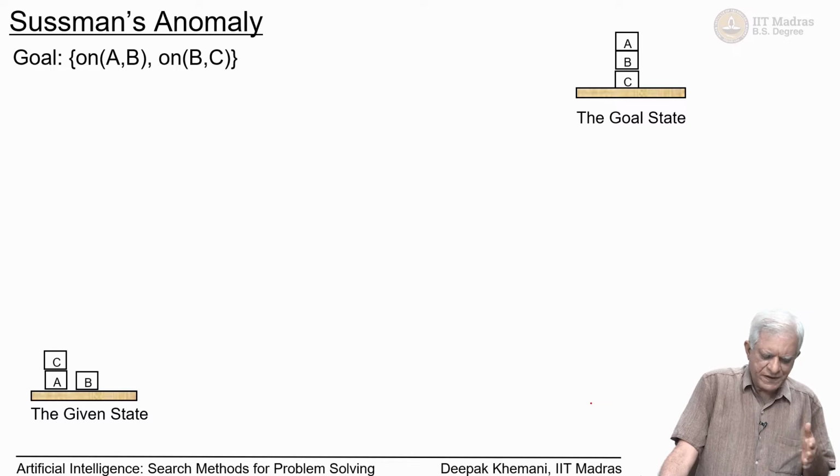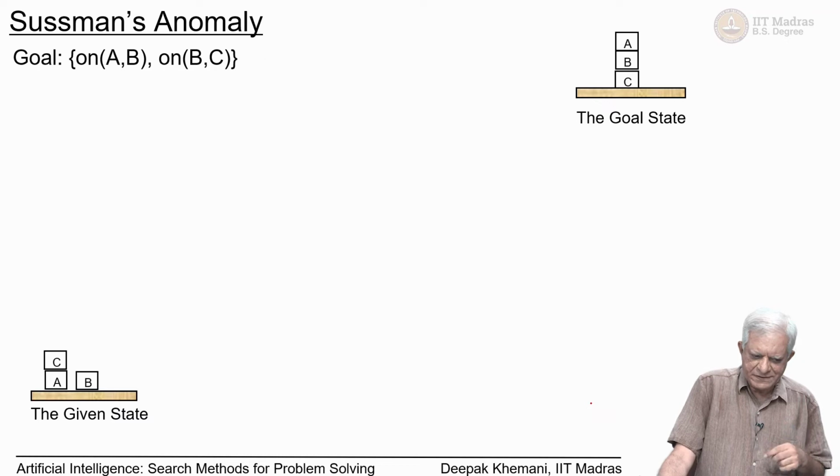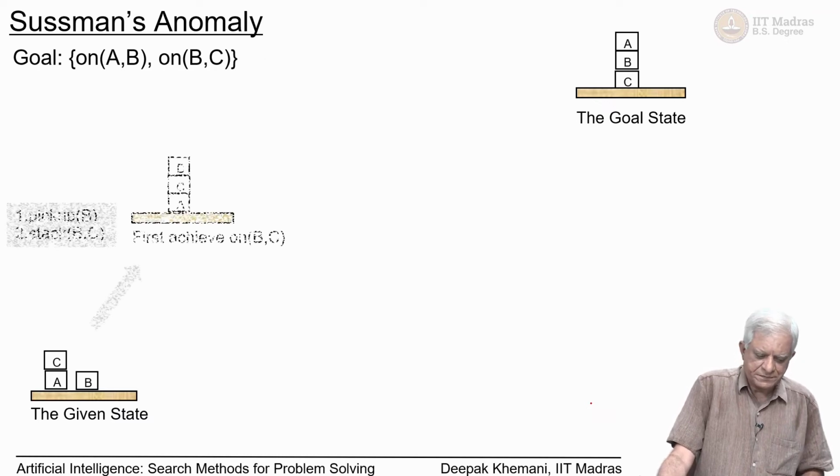C is on A and B is on the table, and you have to achieve A on B on C essentially. So, what is the correct order for doing this? Let us see. Let us say you first achieve on BC. That is done very simply. You pick up B and stack it onto C essentially. So, you see the figure on that, B is on C and C is on A.